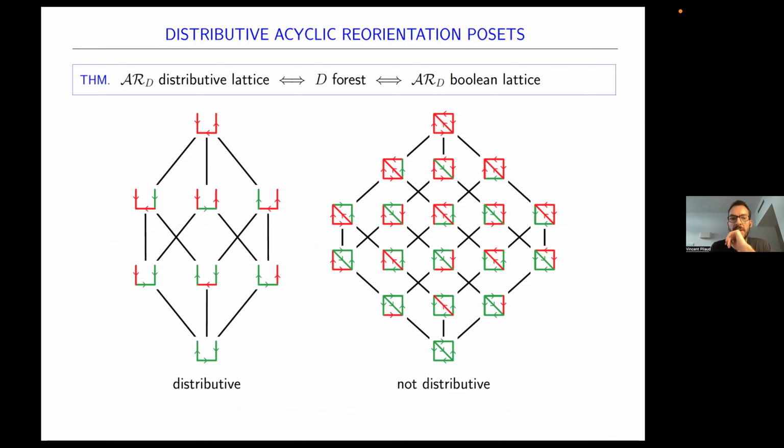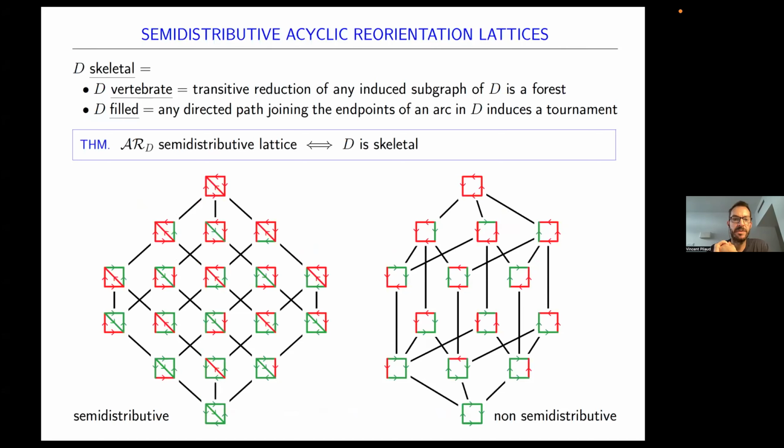But let's look at semi-distributivity. Semi-distributivity is much more interesting. So there is a very simple characterization. Again, the acyclic reorientation poset is a semi-distributive lattice if and only if the directed graph is what I call skeletal. The first thing is that it has to be a lattice, so it's vertebrate, the conditions that we had before to be a lattice. And the second thing is that it has to be filled. Filled means that when you have a directed path joining the endpoints of an arc in your graph, so this means somehow it's an oriented cycle, you have a path and then just one arc, then this has to actually induce a tournament.